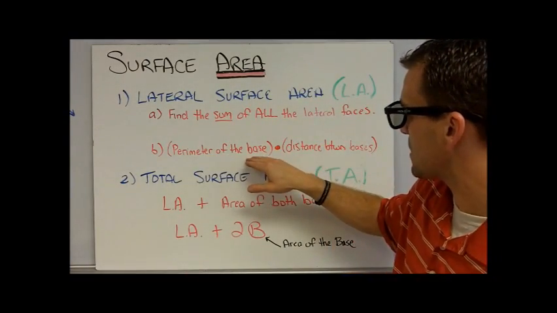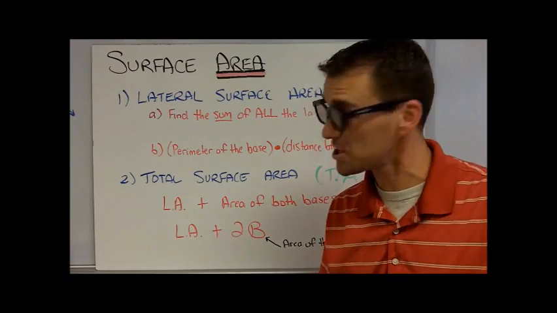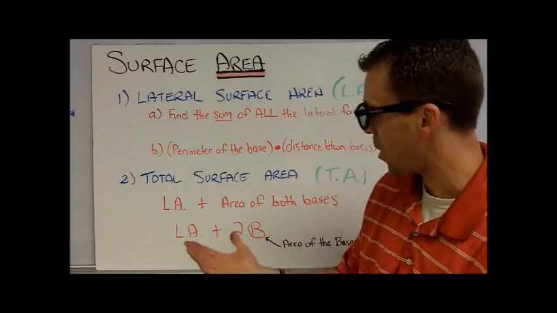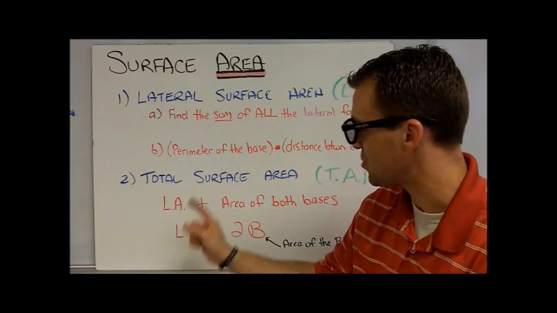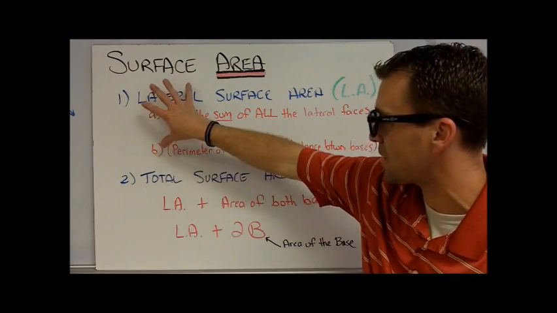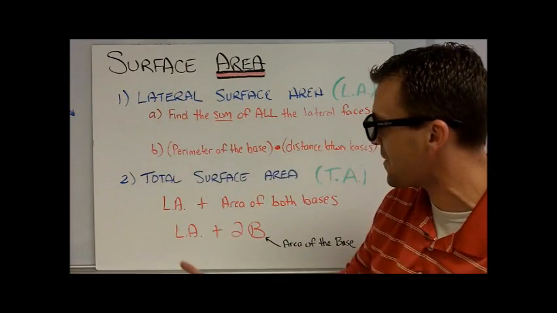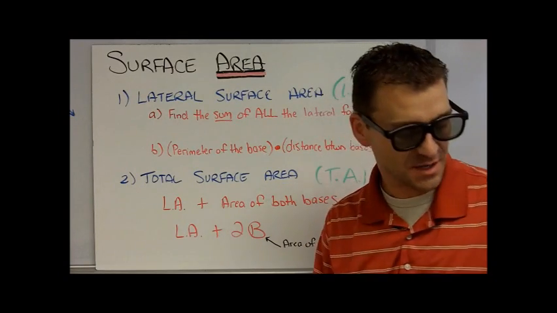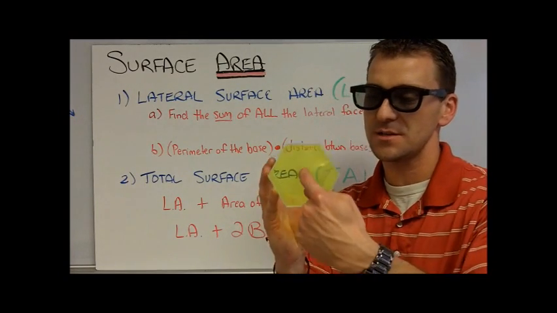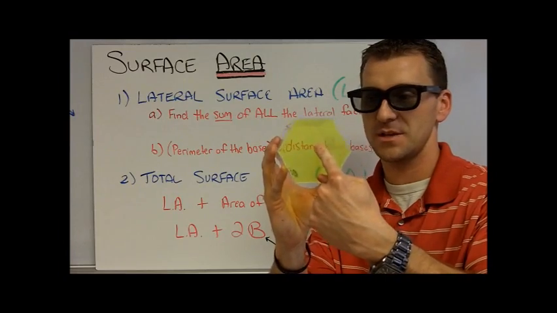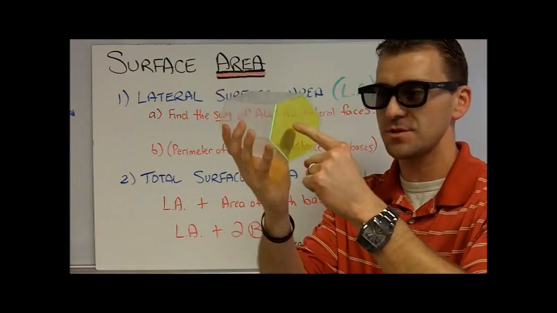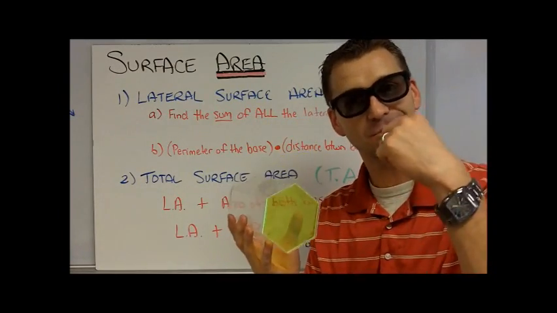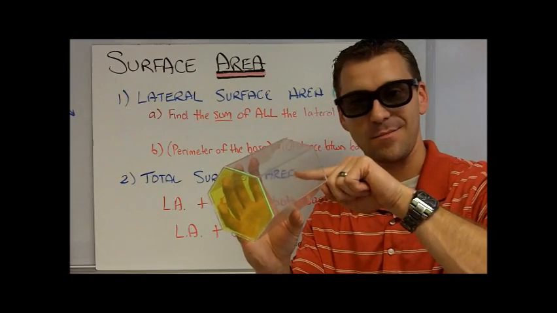So perimeter of the base times the distance between the 2 bases, that will also help you find the lateral surface area. Again, total surface area is the goal. So you're going to find the lateral surface area by doing one of these 2 methods. And then you're going to find the area of both bases, which is kind of cool because each base is congruent. So this base is congruent to the one right there. So really all you have to do is find the area of one and then take that times 2, because they're both exactly the same area.